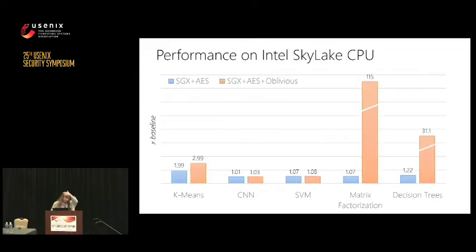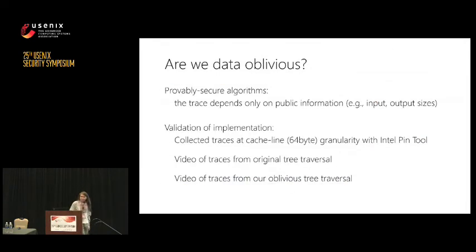Then we also added our data-oblivious protection. And as you can see, it really differs depending on how your algorithm behaves. It can be 3 or 8% for neural networks and SVM. And for decision trees, for example, it really depends on how shallow or how deep your tree is. For example, some datasets we have 60x overhead or 8x overhead. So it really depends.